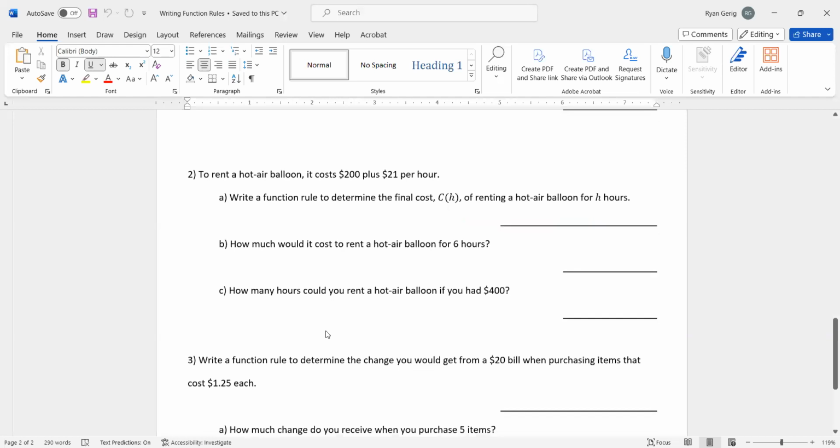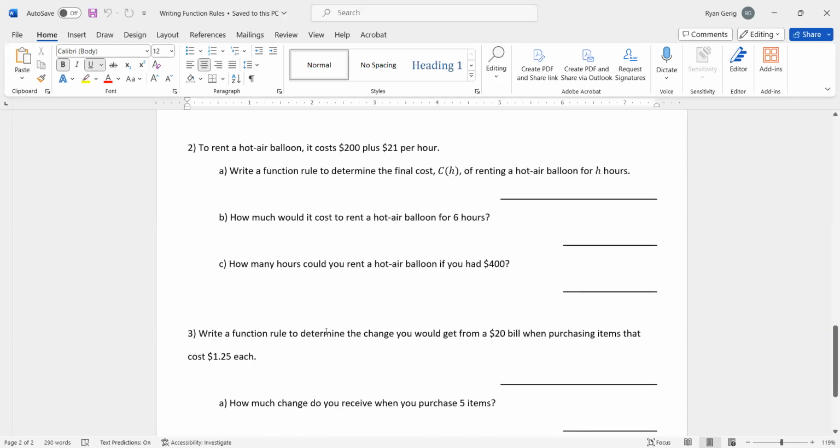To rent a hot air balloon, it costs $200, just a flat fee, plus $21 per hour. Write a function rule to determine the final cost of renting hot air balloons for H hours. So again, I changed it up a little bit. I want you using C of H, where H is representing the hours. Well, it's $200 regardless. But there's a plus $21 per hour.